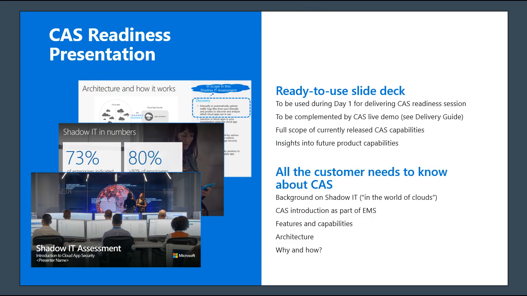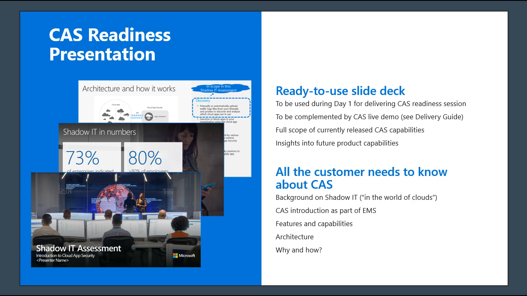As far as the CAS readiness presentation goes, this is a presentation that our engineering teams use and a lot of us at Microsoft use to conduct those conversations around what is cloud app security. And so we're providing this to our partners to reuse as well. And so here you can go through kind of the high-level story of Shadow IT, go through the EMS suite, and then drill into cloud app security. It's about 30 to 40 slides.